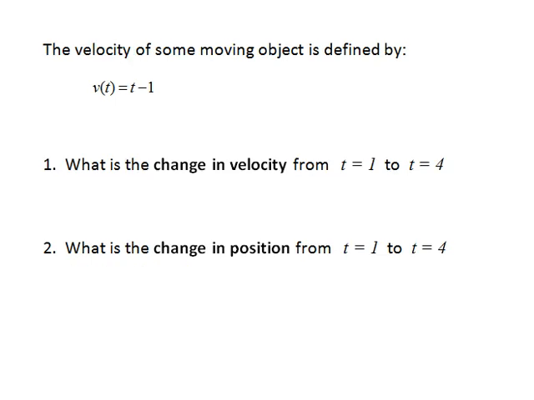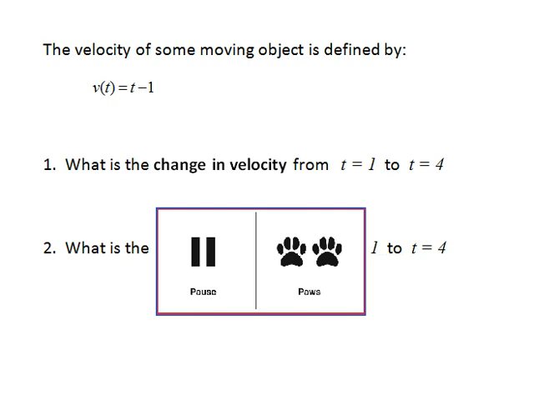Next up, please find the change in velocity from t equals 1 to t equals 4, this time given a velocity function v of t equals t minus 1. Please pause now and come up with an answer.